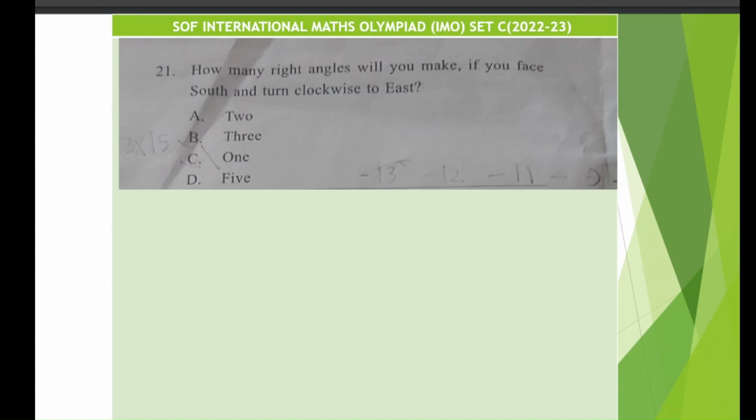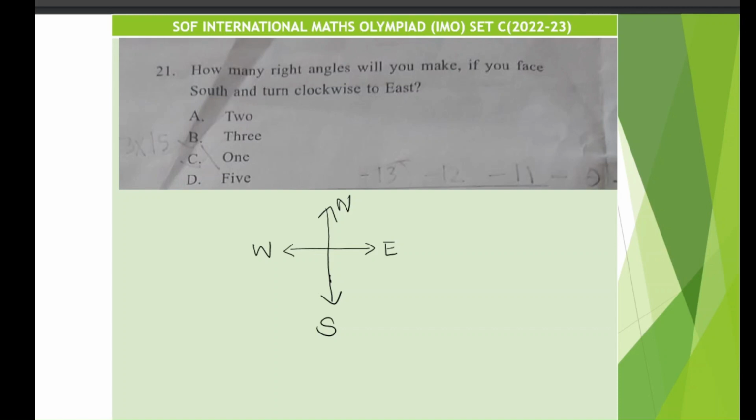So let's start with question number 21. How many right angles will you make if you face south and turn clockwise to east? Okay. So first let's draw the directions. If this is east, then the opposite is the west, and to the left of east is north, and this is the south direction. So the question is asking how many right angles will you make if you face south, means we are facing south, this direction, and turn clockwise to east.